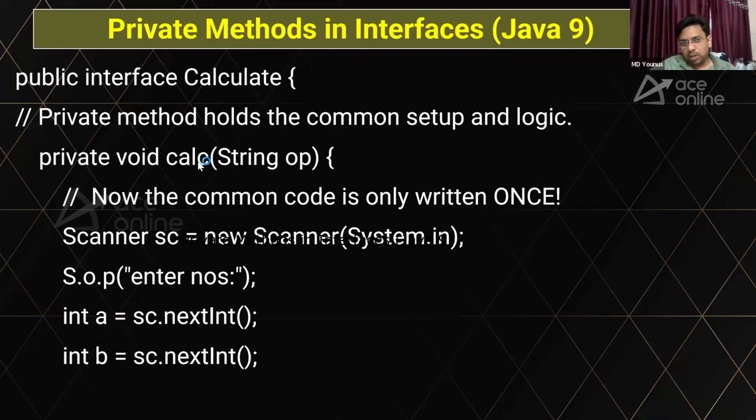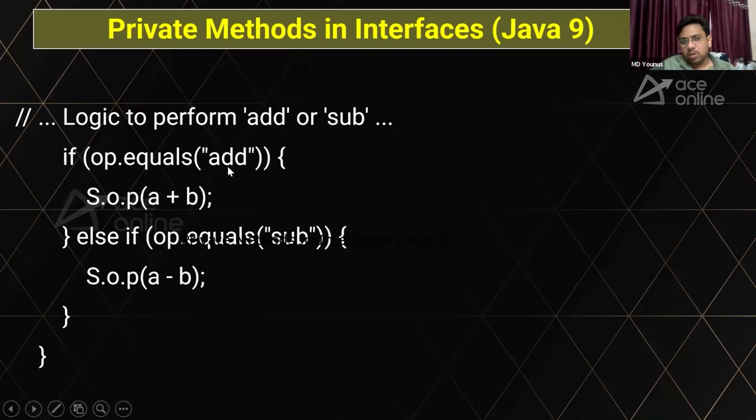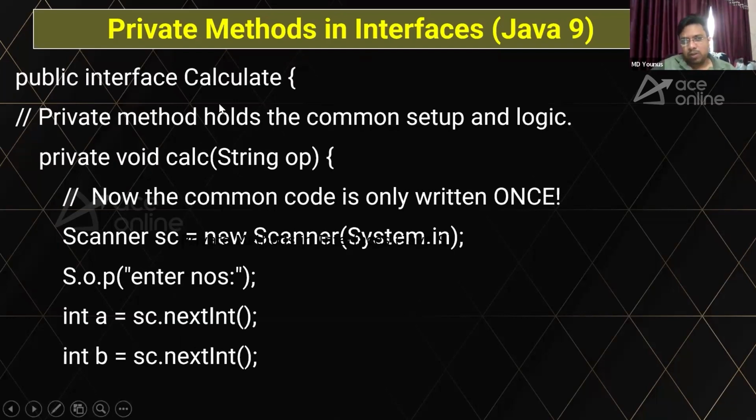So private void calculate, and we have the argument here for taking what operation you want to perform. And then we are making the common logic here, scanner object making, entering the number, accepting the numbers from the user. And then if it is equals to add, I'm adding. If it is equals to subtract, I'm subtracting. So this way, you can have the common logic inside the private method now. And I'm writing this private method inside the interface. Clear, guys?